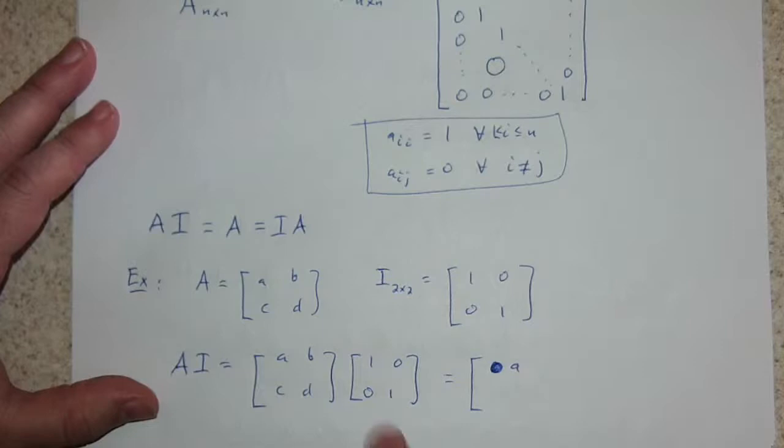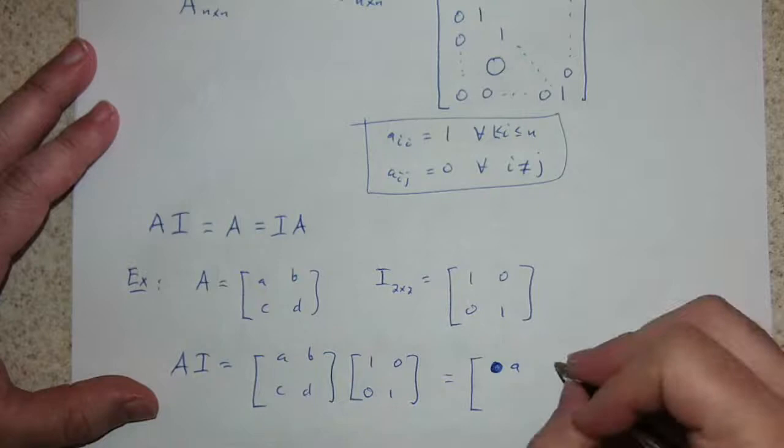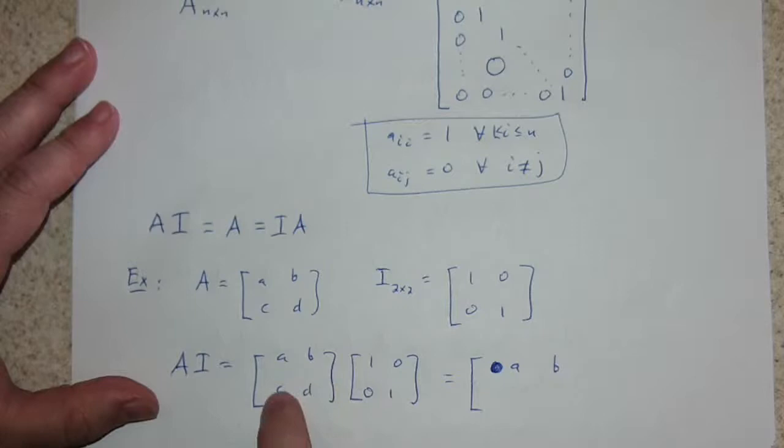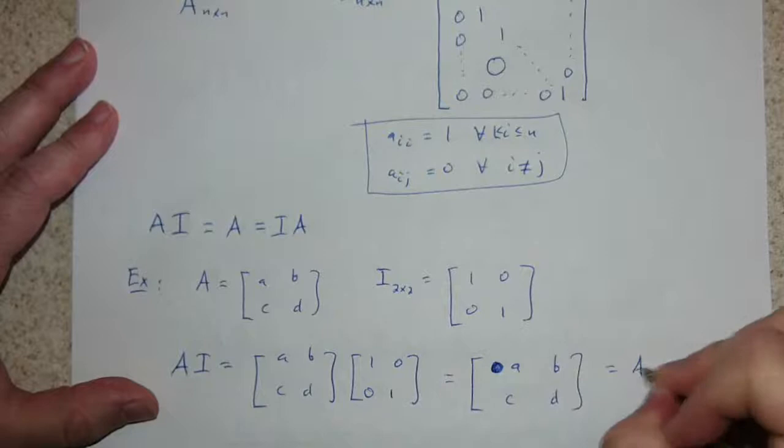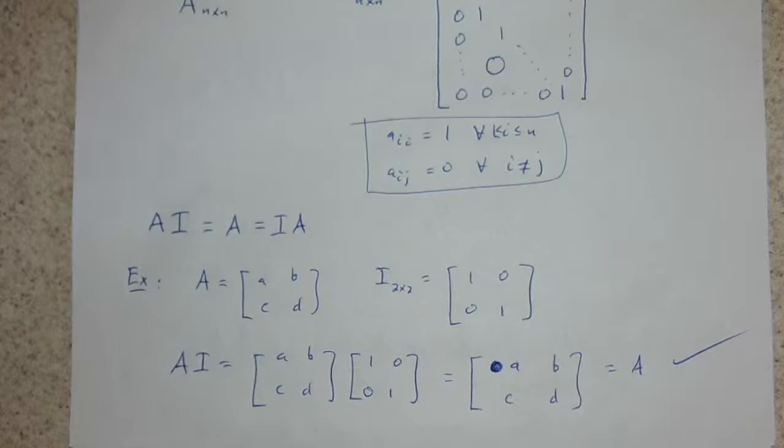The entry in the first row, second column: I dot the first row A B with the second column 0, 1. So A times 0 plus B times 1. So that's B. Next, I dot the second row with the first column, so C times 1 plus D times 0, so that's C. And I dot the second row with the second column, so C times 0 plus D times 1, so that's D. Hey, that's A. Okay, so that's how multiplying by the identity works.